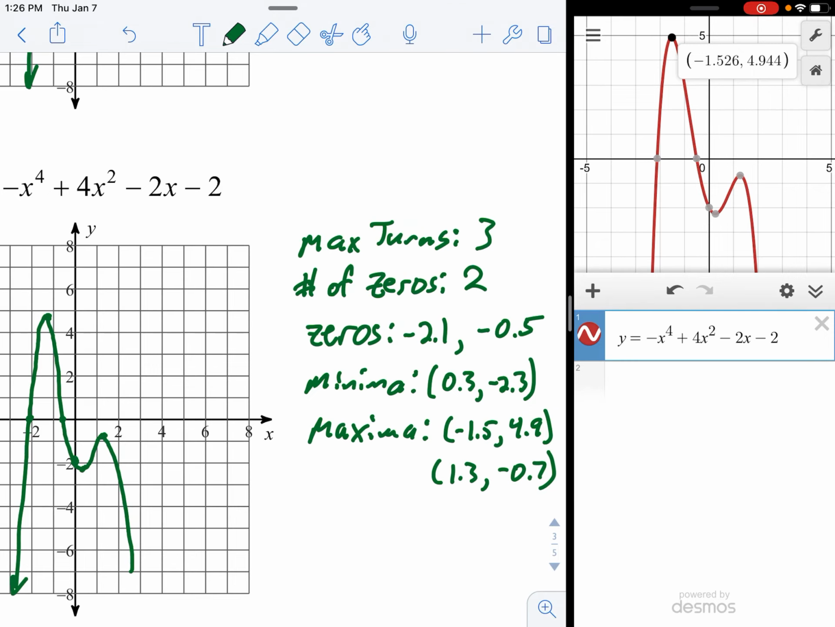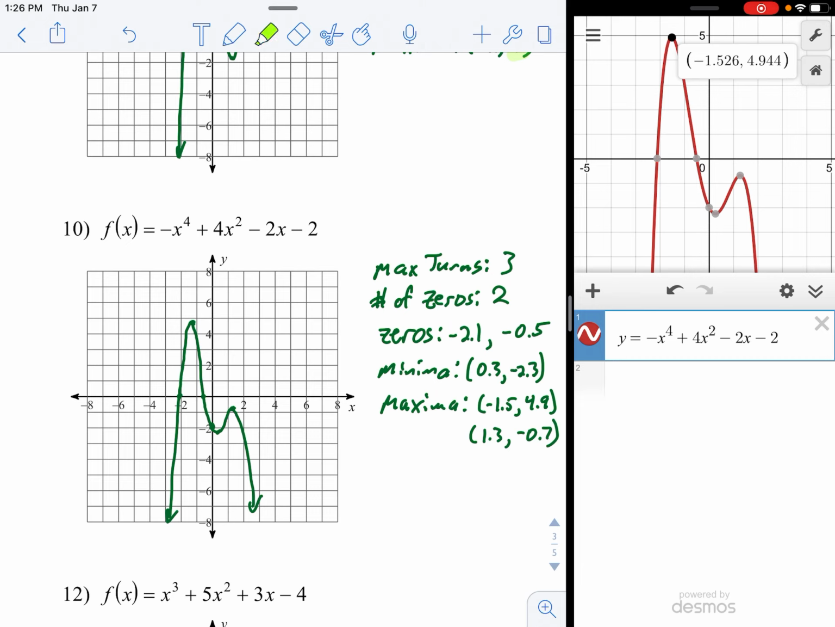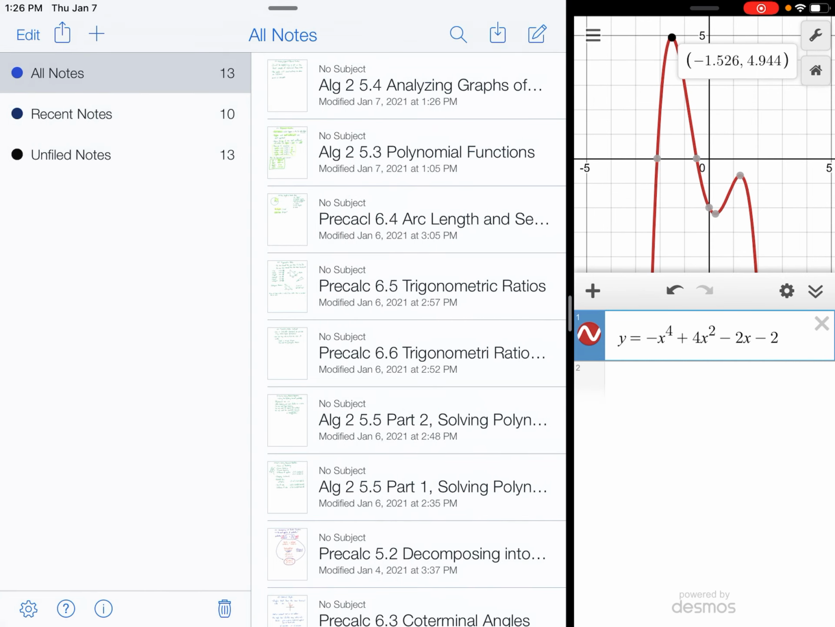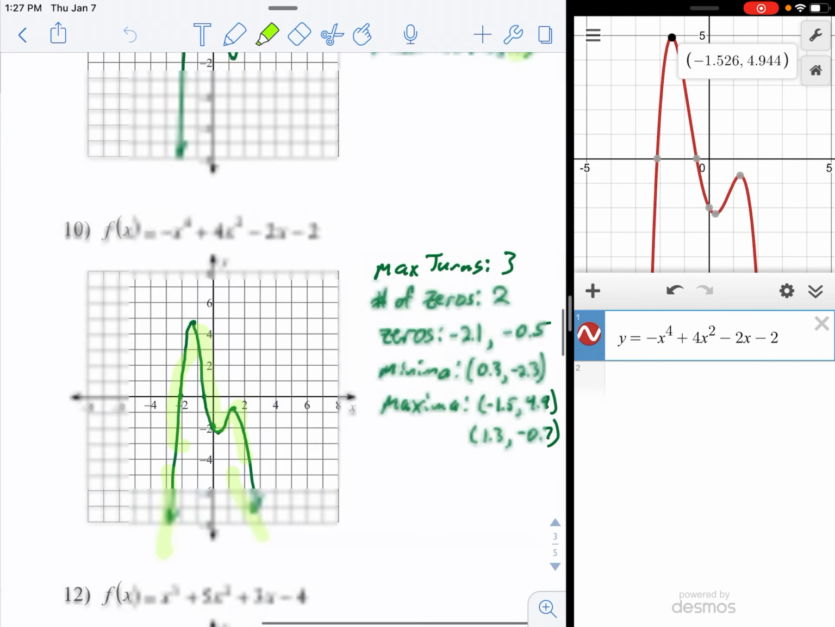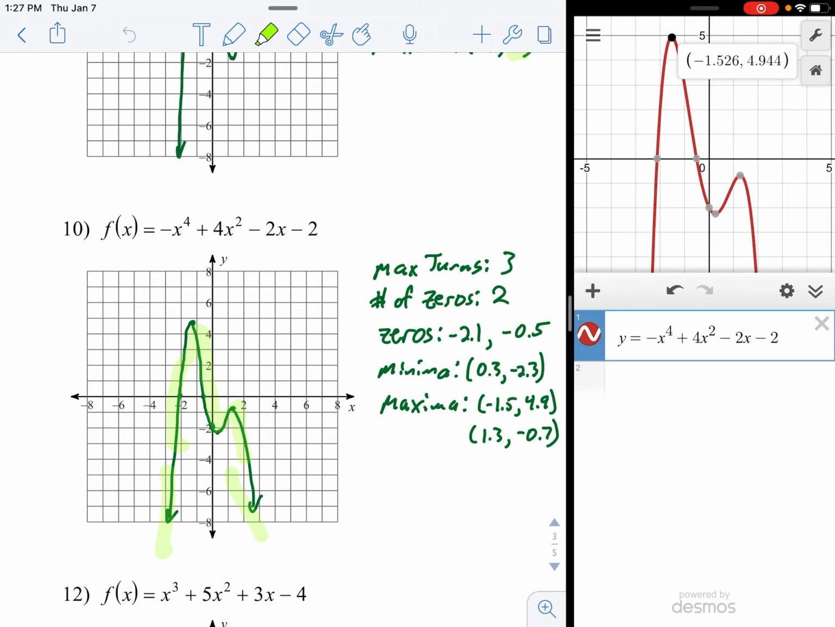So you see things like the zeros or intercepts, the maximums, the minimums. Again, those are all analyses of the middle behavior of the graph as opposed to the end behavior, which we did in the last lesson. Why did I do that? I'm trying to erase.